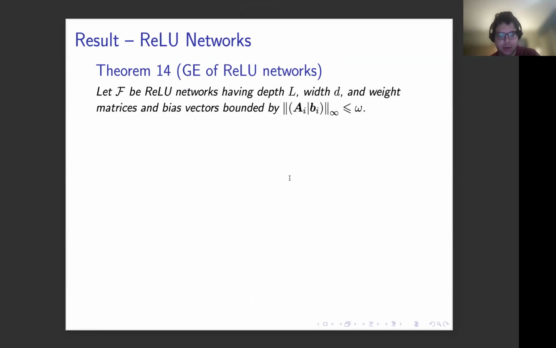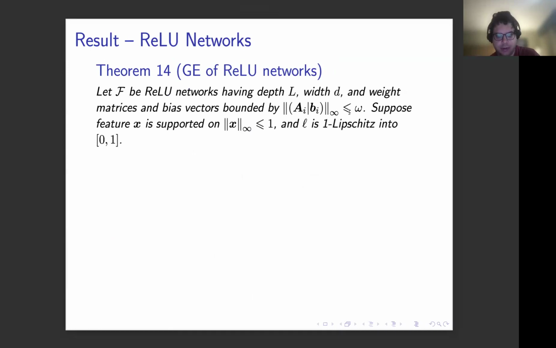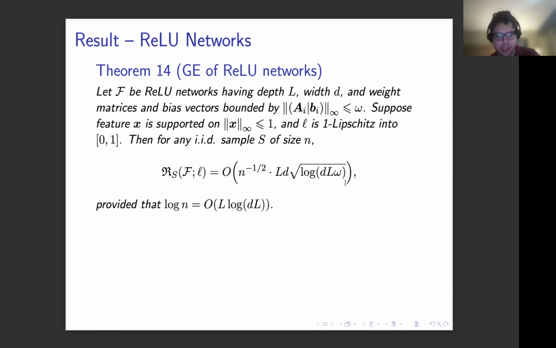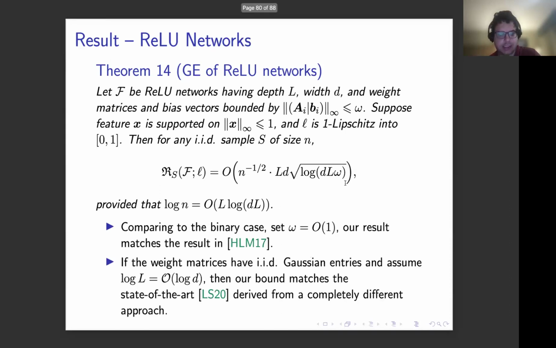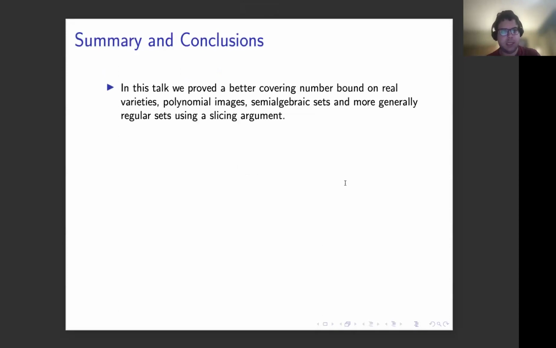Okay, for ReLU neural networks, again fully connected, depth L, width D, all the weights we assume are bounded universally by W, and a Lipschitz loss. We obtain a bound on the Rademacher complexity, and basically this is matching state-of-the-art bounds, as far as we can tell, for generalization error of ReLU networks. But by a completely different approach that replaces the neural network by an algebraic variety and applies a covering number to that.